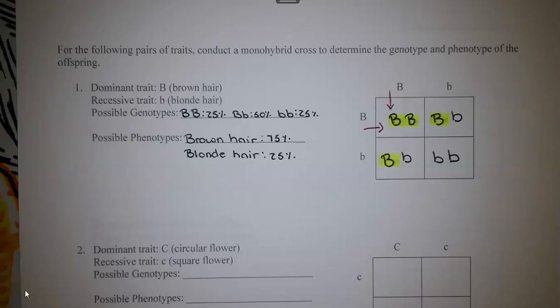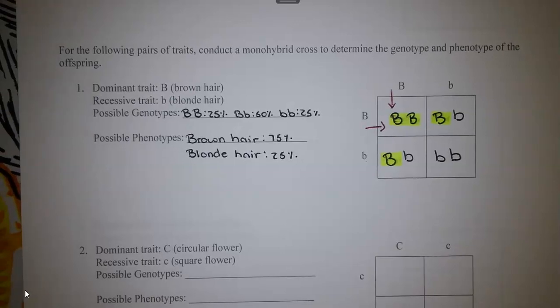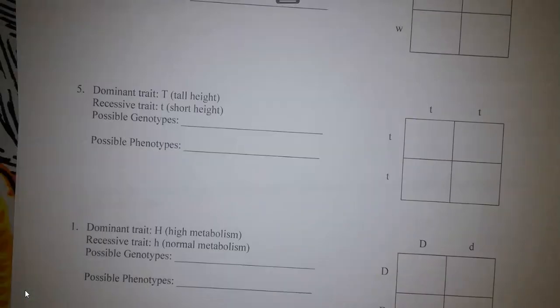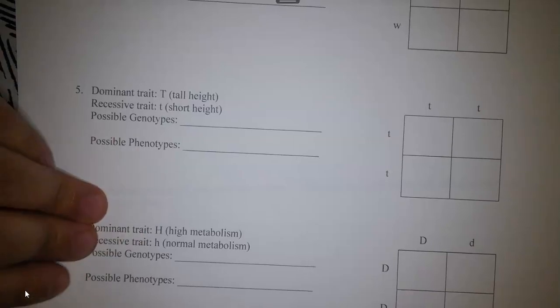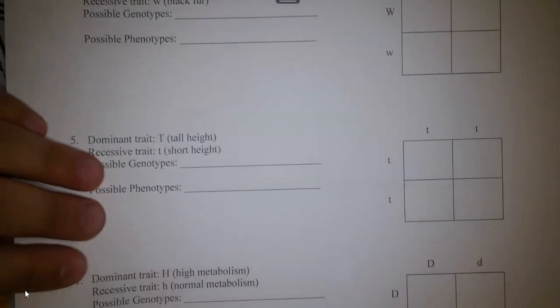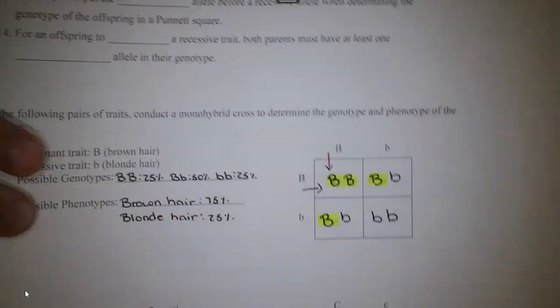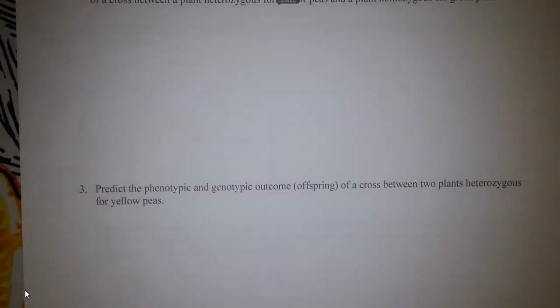And then you move on to the next one. So for this, you're going to have 1 for monohybrid crosses, 2, 3, 4, 5, 6. Yep, 6 practice problems that you are going to be completing.